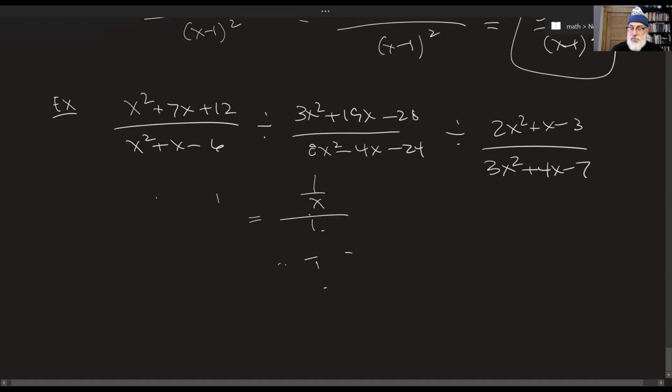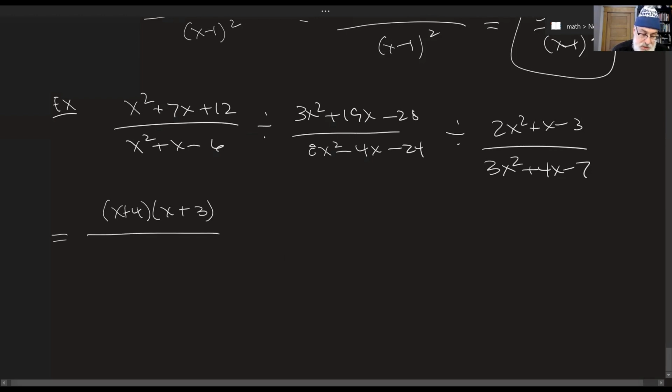So let's factor and see if we can cancel stuff in the expressions themselves before we do anything else. So that's a good strategy, right? We're going to look at each expression separately. So we can factor this into x plus 4 and x plus 3, divided by x plus 3, x minus 2.